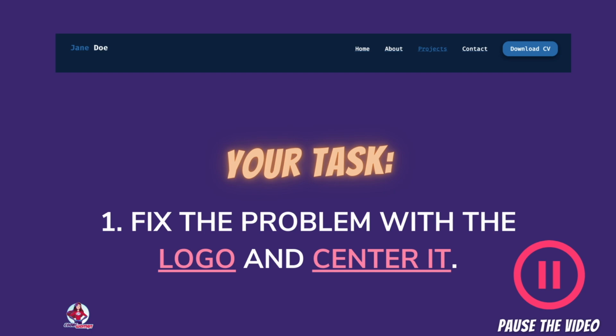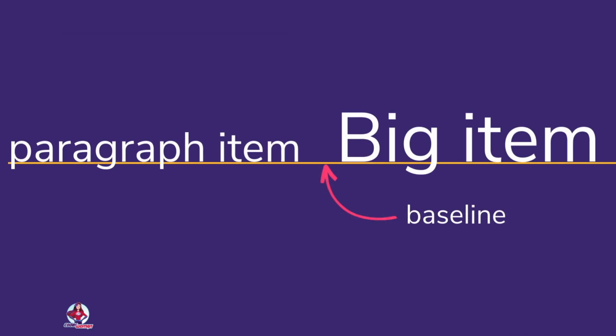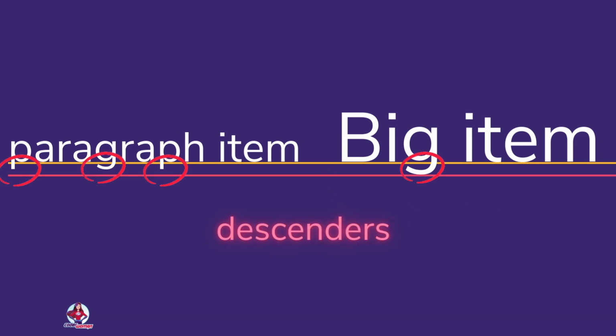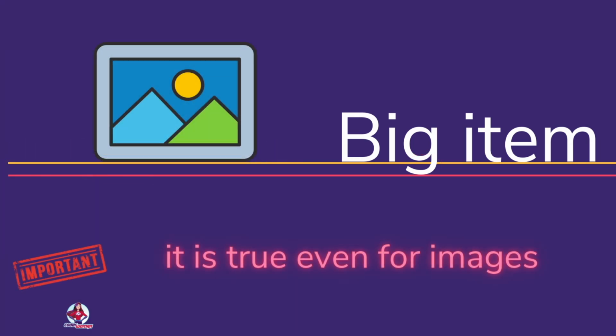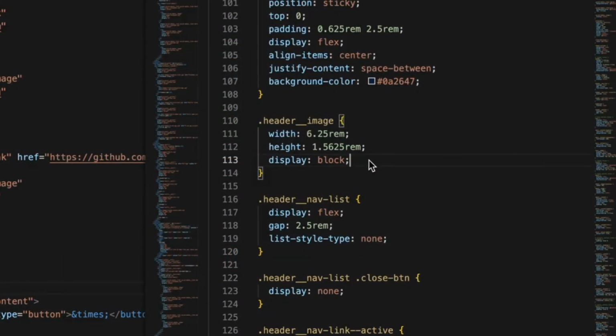Great, let's go over the solution. First, let me remind you why that extra space below the logo exists. By default, images are treated as inline elements, just like text. This means they leave a little space below for descenders, the parts of letters like Y and J that go below the baseline. The fix is super simple.